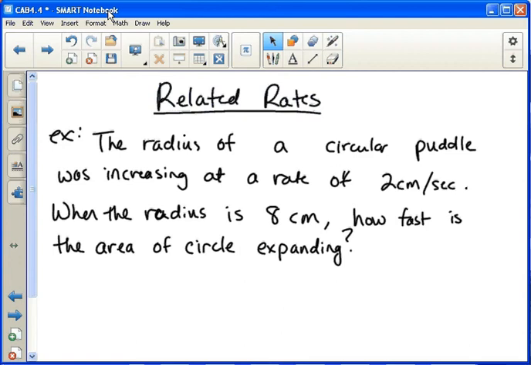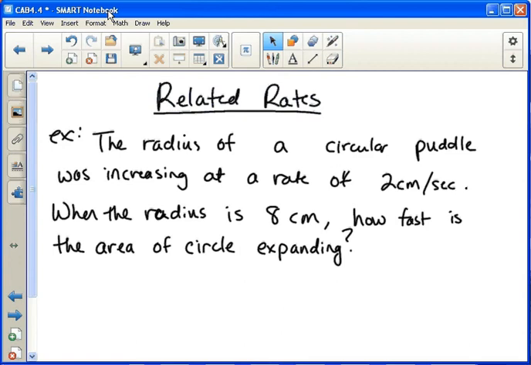First, let's imagine that the radius of a circular puddle was increasing at a rate of 2 centimeters per second. So it's raining and we've got a puddle that's growing, and the radius of that puddle is growing at a rate of 2 centimeters per second. When the radius is 8 centimeters, how fast is the area of the circle expanding?